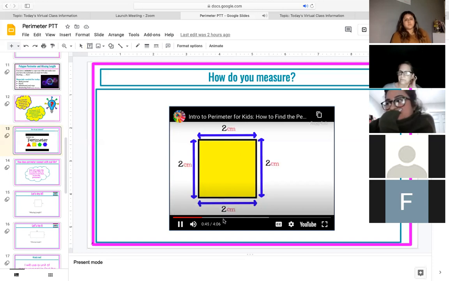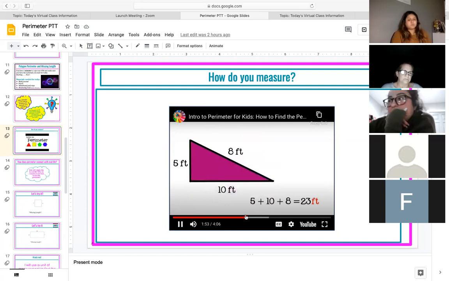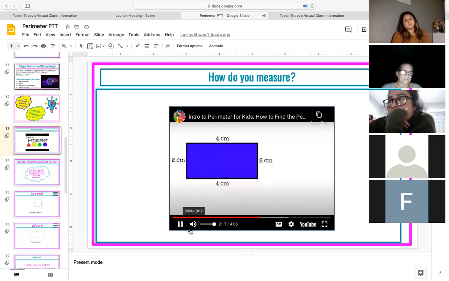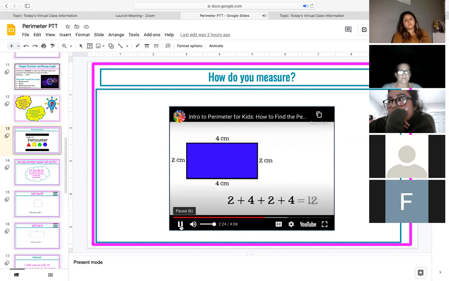Inches, centimeters, or miles. Units are really important when measuring perimeter, and here's why. 8 feet. This triangle is 23 feet. To find the perimeter of the rectangle, we add up the lengths of all the sides. 2 plus 4 plus 2 plus 4 equals.